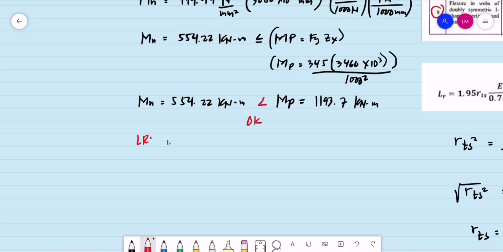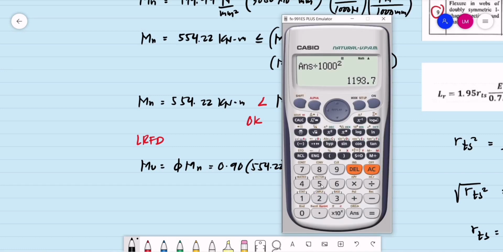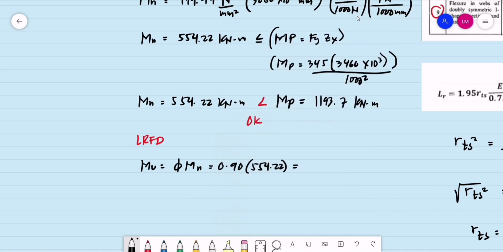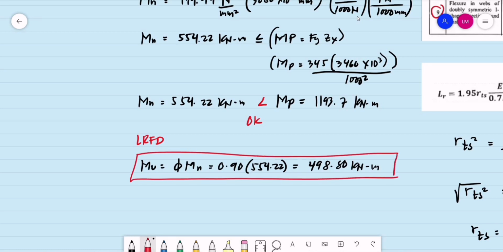So we are now ready for the design flexural strength for the LRFD. The value of Mu is equal to phi multiplied by M sub n, which is equal to 0.90 of 554.22. So 554.22 multiplied by 0.9 is 498.80 kilonewton meter. This will be our answer for the design flexural strength under LRFD.